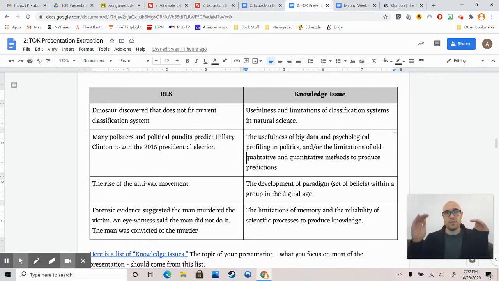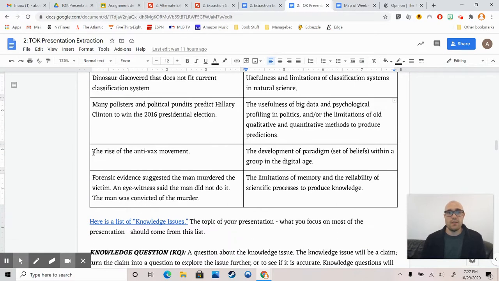That's that second order discussion of how do we gather data, what counts as data in, let's say, politics. That would be a second order conversation. That's a knowledge issue that you could look at in your TOK presentation. Another interesting one would be the rise of the anti-vax movement. You're not doing a presentation on the anti-vax movement and all the craziness that is the anti-vax movement. You're kind of looking maybe at the development of ideologies, like why do people develop these alternative set of beliefs, especially in our digital age. So that would be something you can look at.